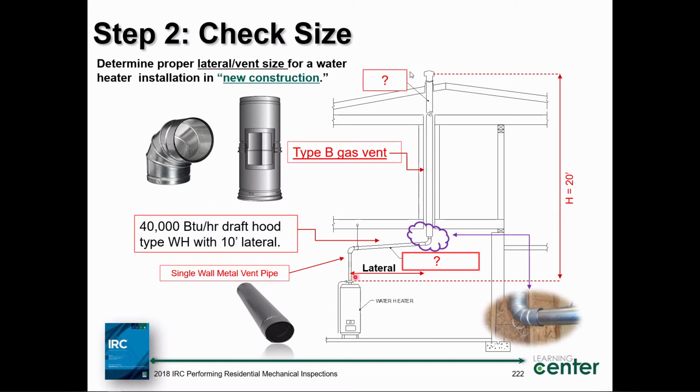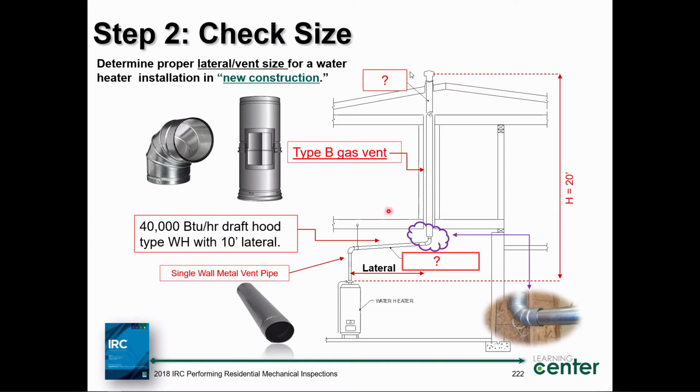If there's a 3-inch draft hood on the water heater, I've adequately sized this pipe here for 3-inch. According to the table, I've got 3-inch B vent all the way out. It would accommodate the volume of the gas as well.